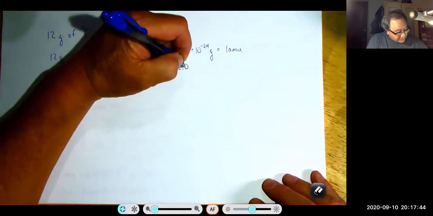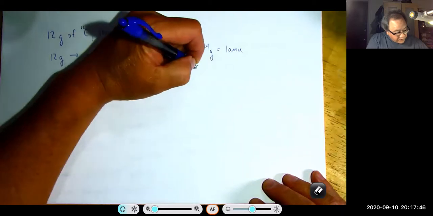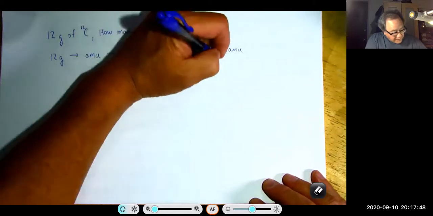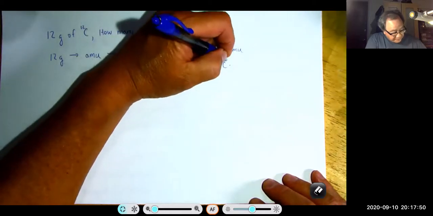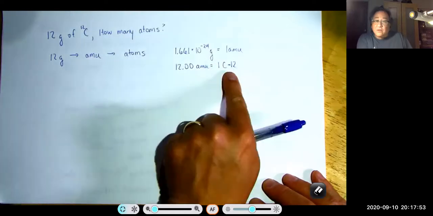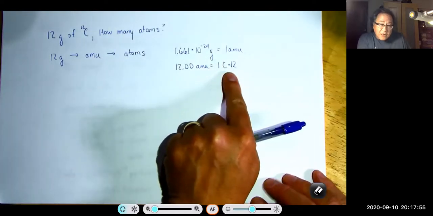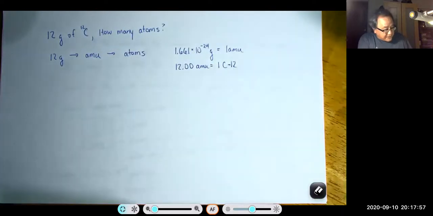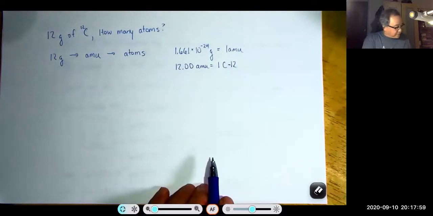And I also need to know that for a carbon 12 atom, it turns out that 12.00 AMU is equal to 1 carbon 12 atom. So remember, this is another way to write carbon 12. I don't have to put the 12 as a superscript. I can put it down here like this.